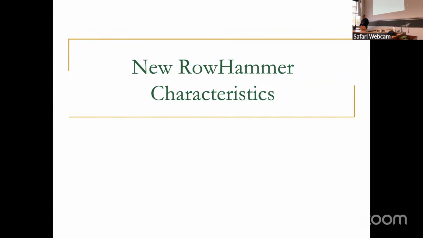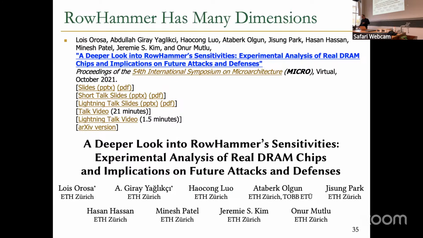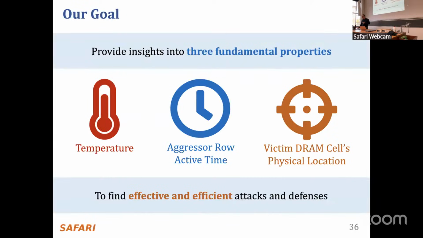Okay, so let's talk about new characteristics. So in this work, which is actually also in MICRO 2021, together with Uncovering TRR, we wanted to look at different aspects of RowHammer that are not examined as much. And we looked at actually 3 things that affect bit flips: temperature, aggressor row active time, how long you keep the aggressor row open before you close the row and activate the same row, or activate the other row, which is on the other side of the victim, and the spatial location of the victim cell.